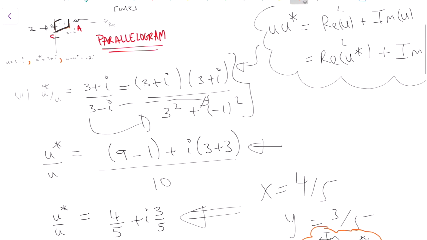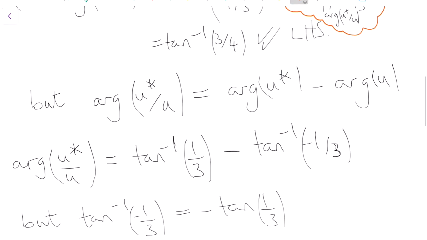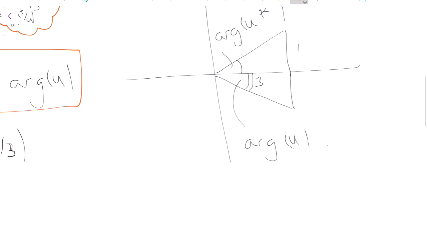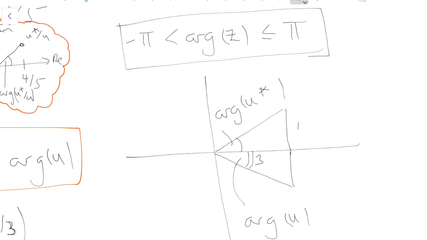So let's go back to our question. The argument of u star over u is equal to the argument of u star minus the argument of u. But that is tan inverse of 1/3 minus tan inverse of minus 1/3, which brings us to the diagram which I showed you here. So there we go. For tan inverse of 1/3, this length is 3 right here, and that's why I had 3 here.